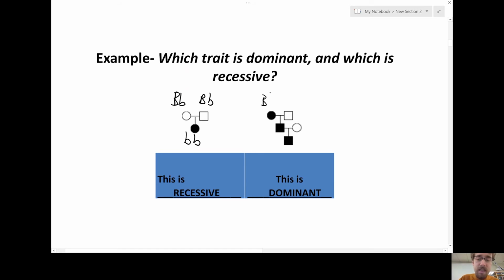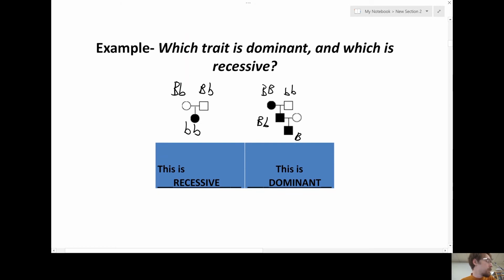If you do see the trait being passed along, in this example we have a pair with a homozygous dominant parent and a homozygous recessive parent. That offspring has at least one dominant allele, and that dominant allele gets passed along. So with this mini pedigree, we see a dominant trait being passed along.